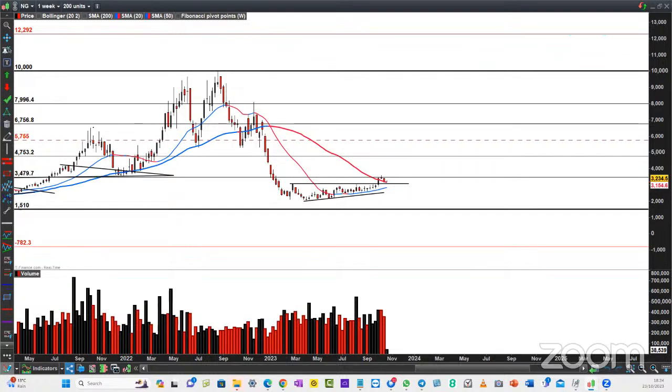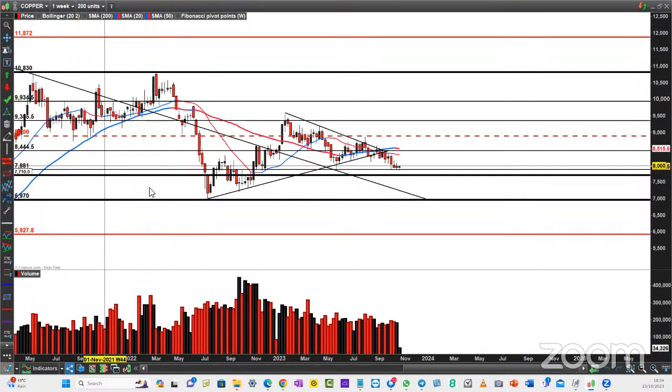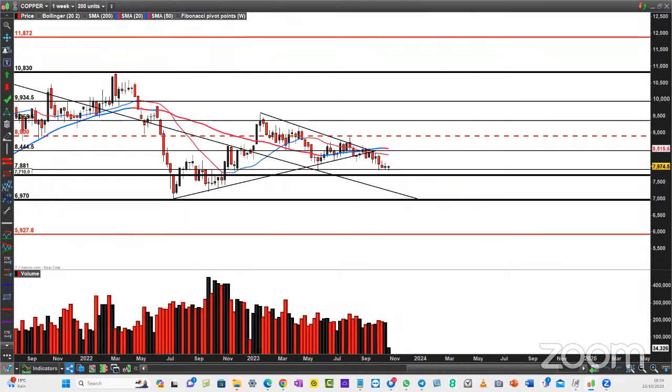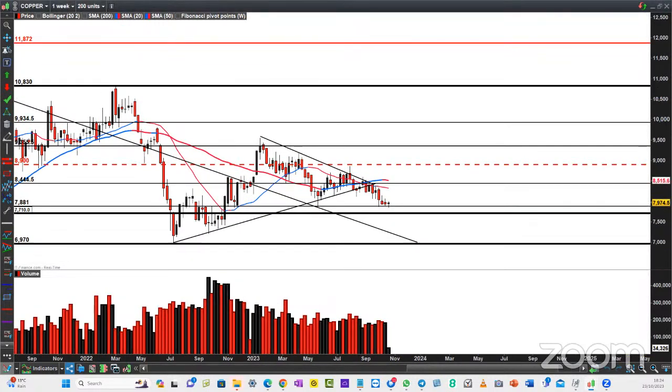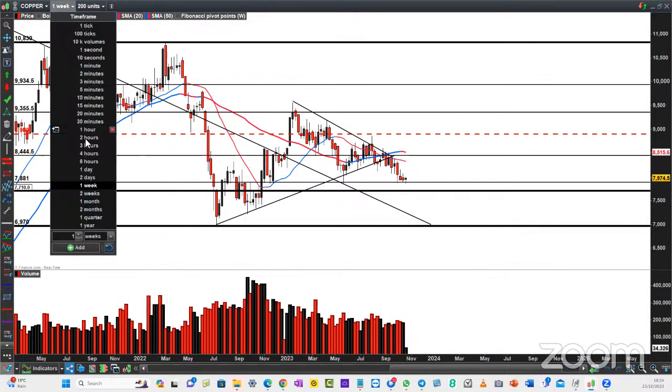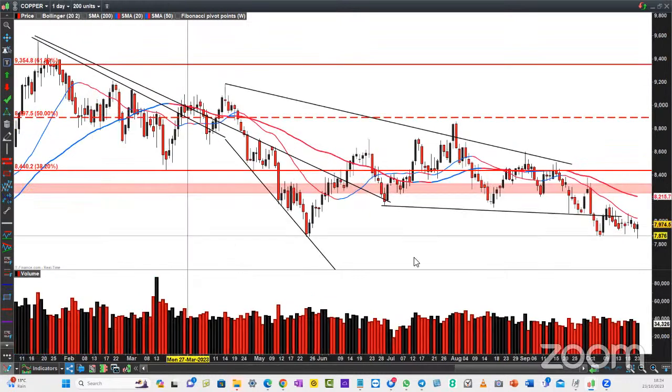Let's look at copper. Some people talk about copper in terms of being the new oil, for obvious reasons, because of electrical vehicles. So this is a fantastic support here in the copper. We've seen some volume in here. This is a weekly chart. Let's go back to the daily before I forget I'm on a weekly.